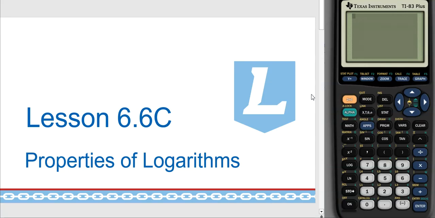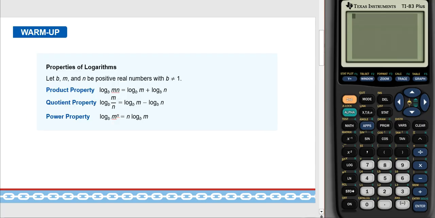Right, lesson 6.6c, the last of the properties of logarithms: solving equations involving logarithms. So, reviewing our properties of logarithms, the product property: we see this addition involving two logarithms with the same base, log base b on both sides of that plus sign. I can rewrite that as one logarithm, but I multiply the m and n values right here.